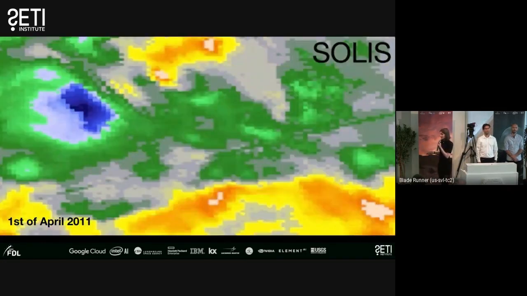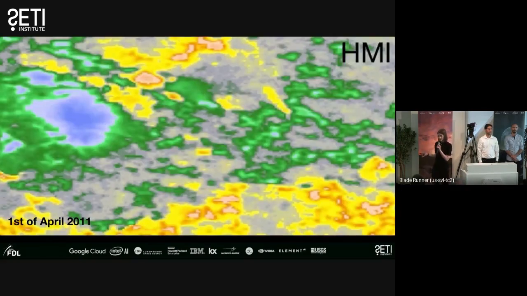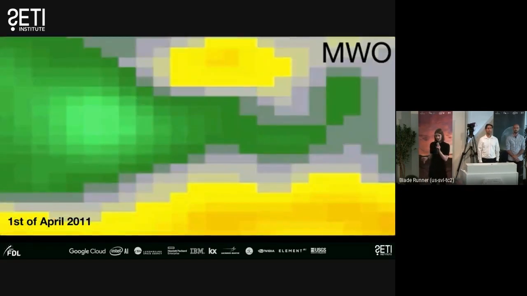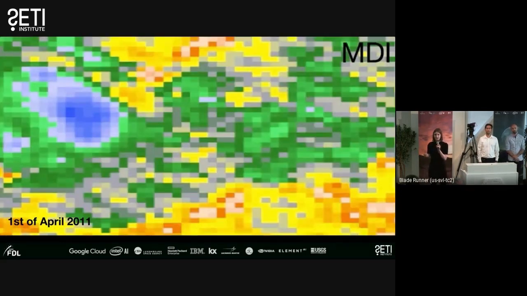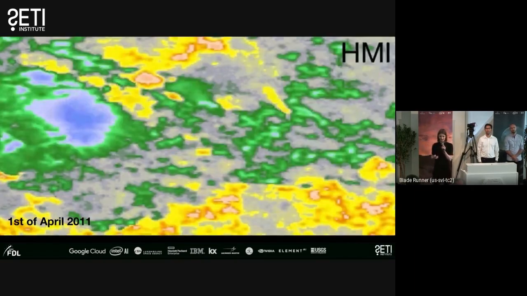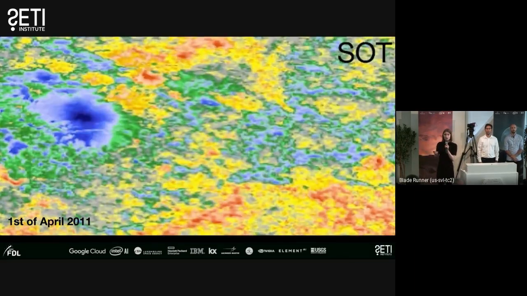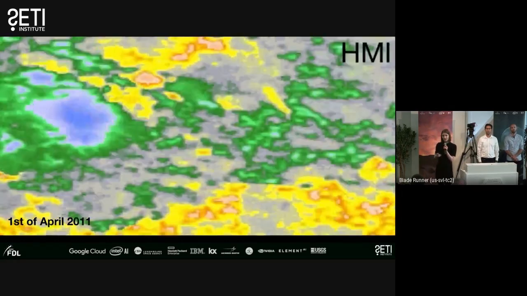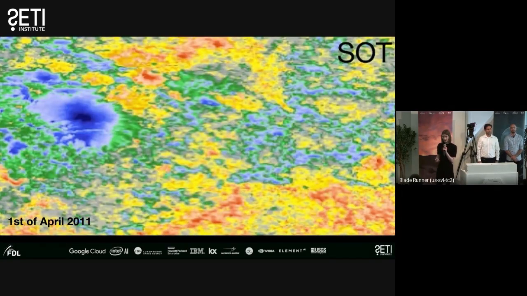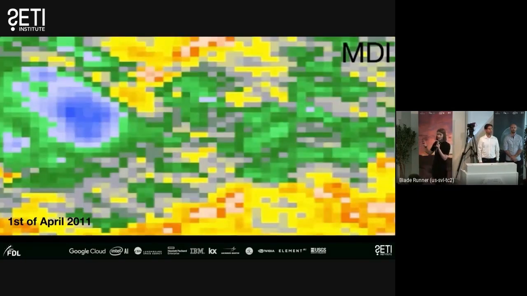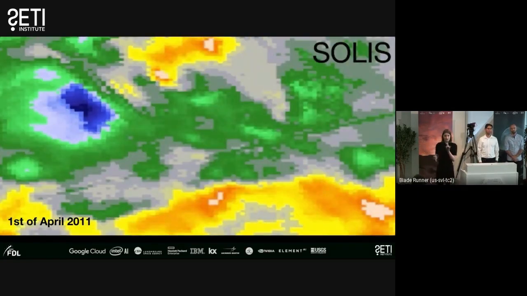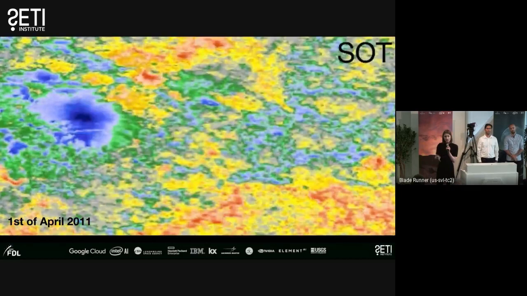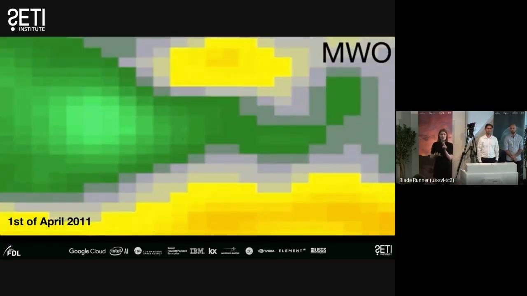What you're seeing here is an image of the patch of the sun taken on the same day by a number of different instruments, and you can very easily spot the sheer quality differences in these images. Newer instruments like SOT have incredibly high resolution, and you can see very small features of the magnetic field, versus older instruments like the Mount Wilson Observatory. The images come out very pixelated, and you can't make out any finer grained features at all.